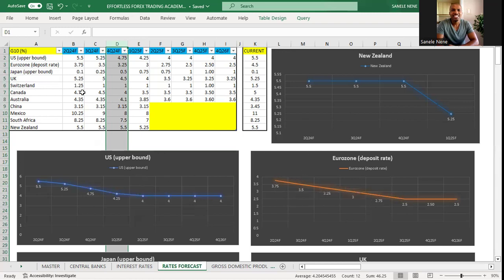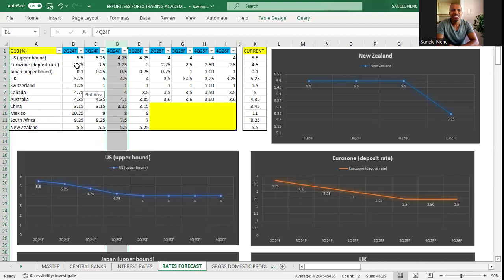So obviously for the euro, they're expecting the eurozone to actually start cutting interest rates, as you can see in the second quarter. We are in the second quarter, so they expect it to cut in June. So what does that now create? Or what picture does it now paint for you for the euro economy in the next 3 to 6 months, if interest rates are expected to go lower?